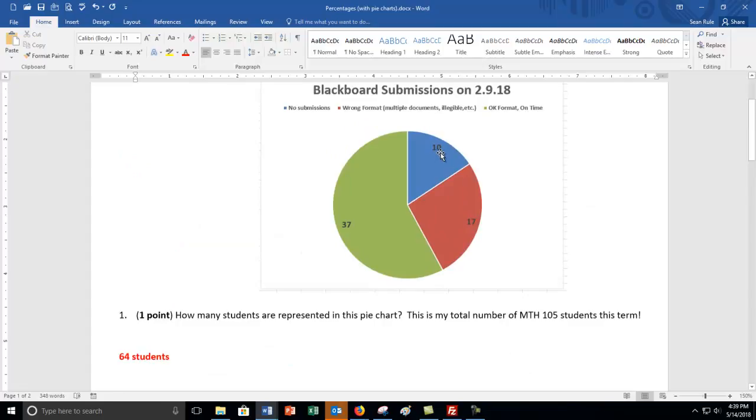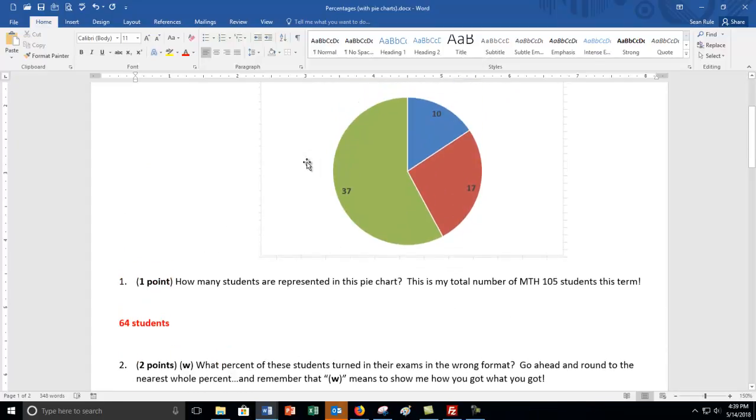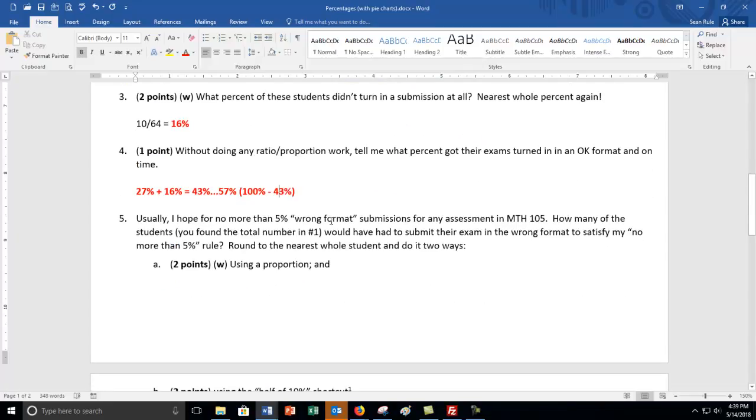So if this represents 16% and this represents 27%, the rest has to get to 100%. So 43% would do that for us, or excuse me, 57% would get us to that. Take the 16 and the 27 away, which is 43%. 57 gets you the rest of the way.